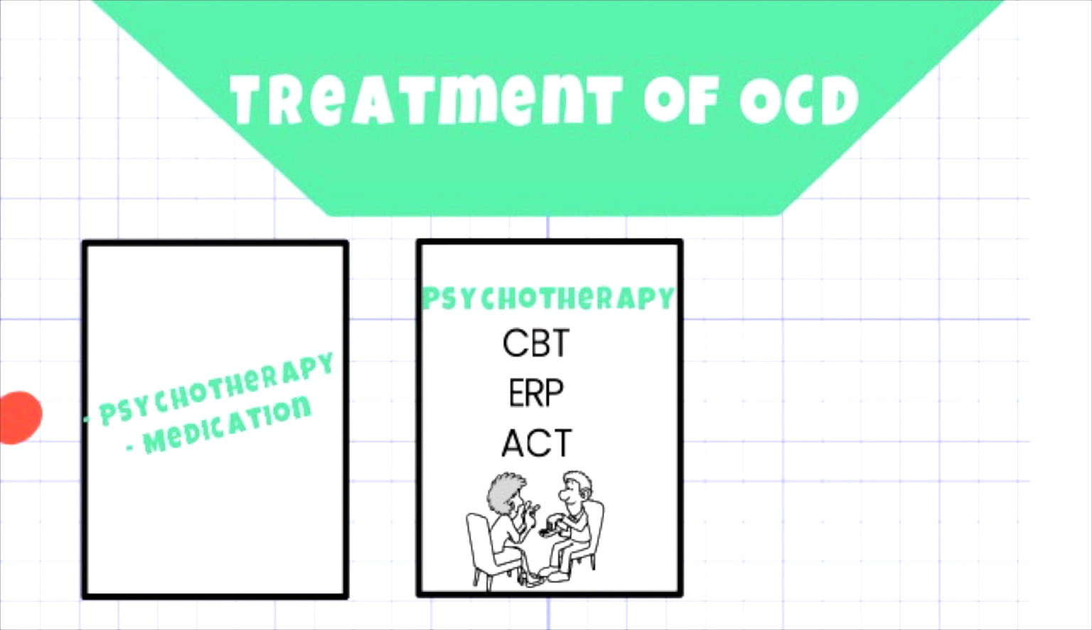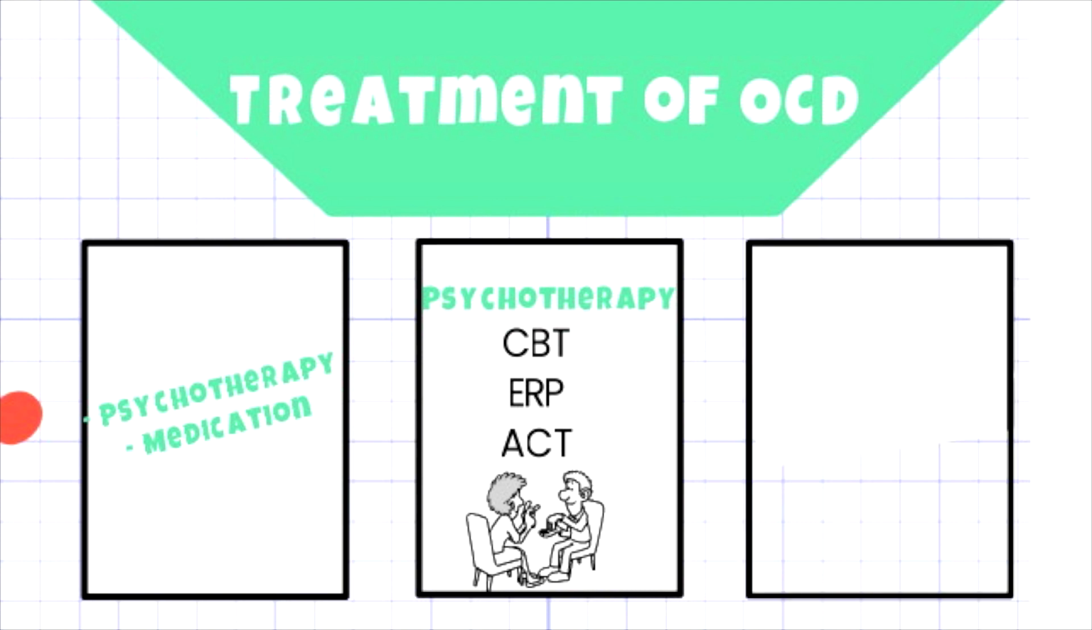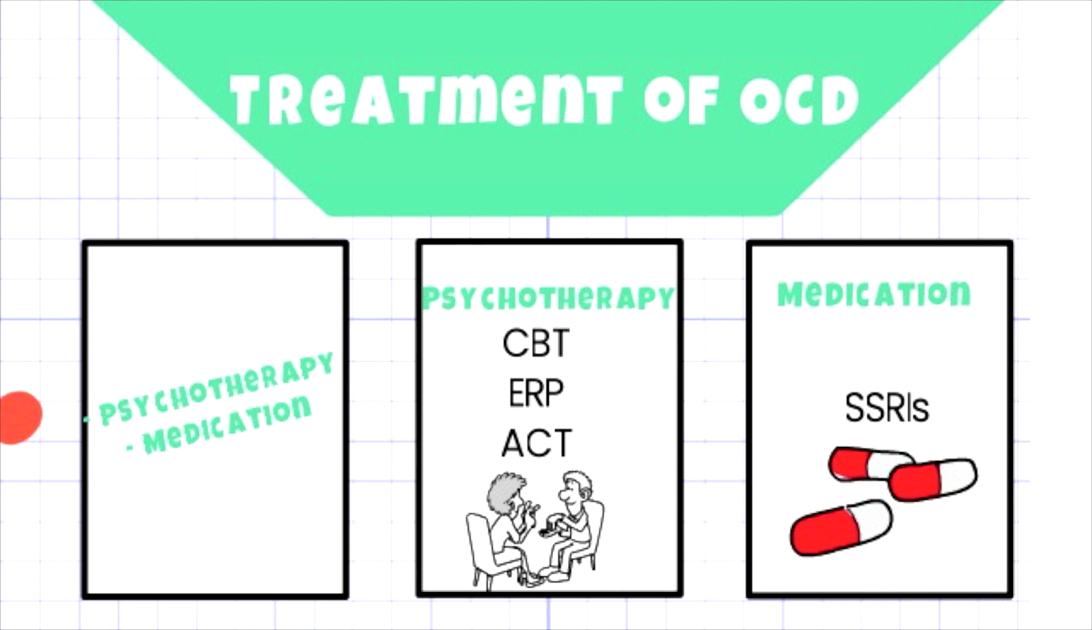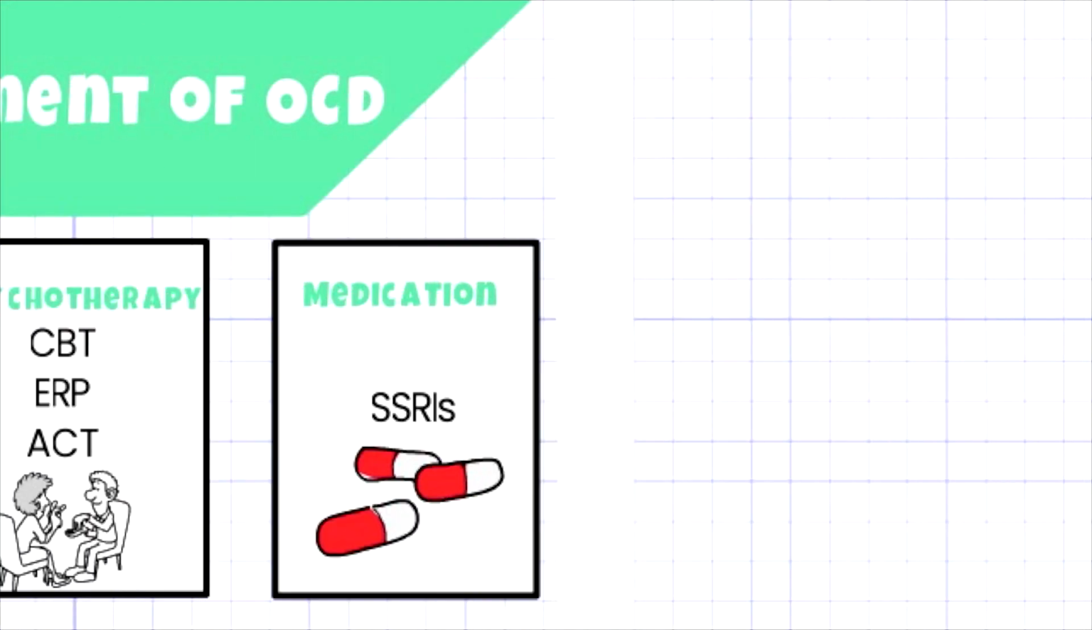The acceptance and commitment therapy will help you learn to accept that obsessive thoughts are just thoughts, and it will help you in taking the power away from them. The medications for OCD include SSRIs, which are selective serotonin reuptake inhibitors. Some of the examples include fluoxetine, fluvoxamine, paroxetine, and sertraline, and they may take up to 8 to 12 weeks to start working. So that's it.